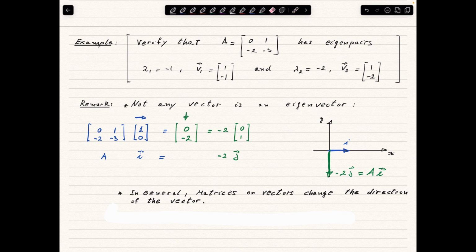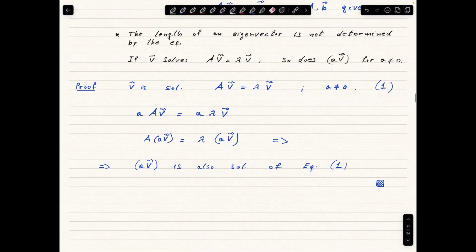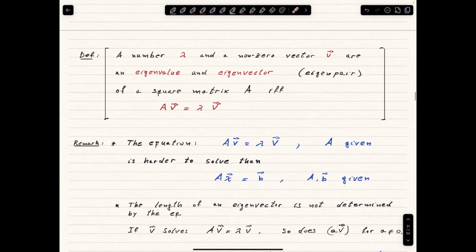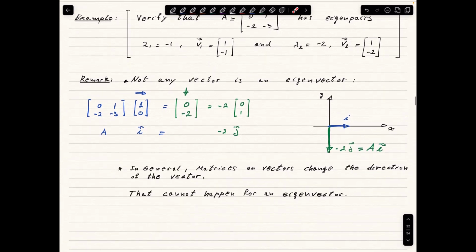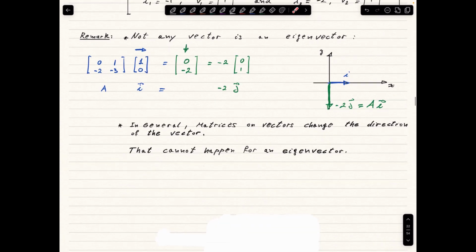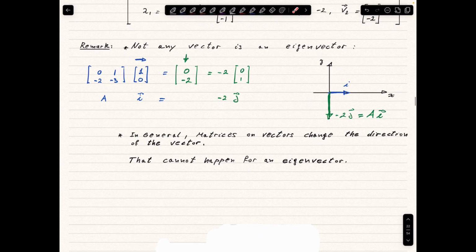Well, this is an important remark because that cannot happen for an eigenvector. Recall the equation for an eigenvector. v is an eigenvector of matrix A if the action of the matrix on the vector is proportional to the same vector. So v and Av are on the same line. Let's see that this is what is happening. Solution.